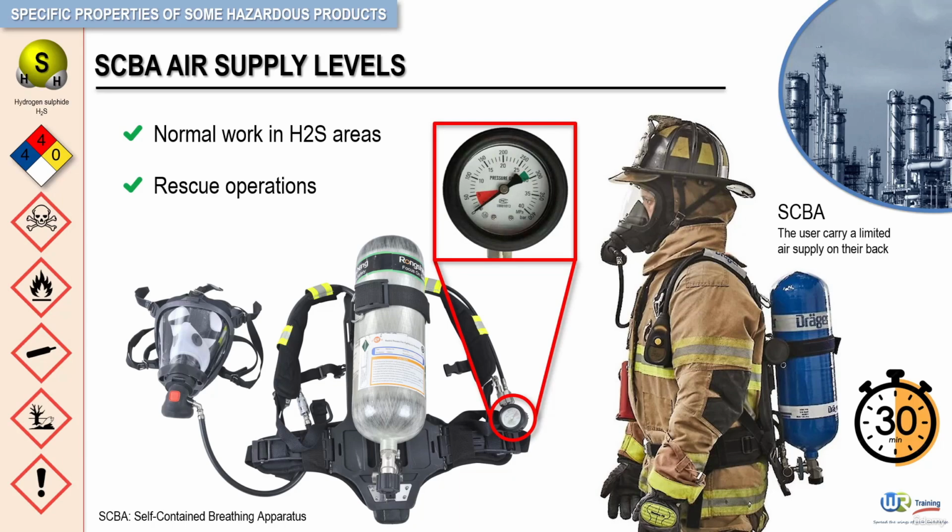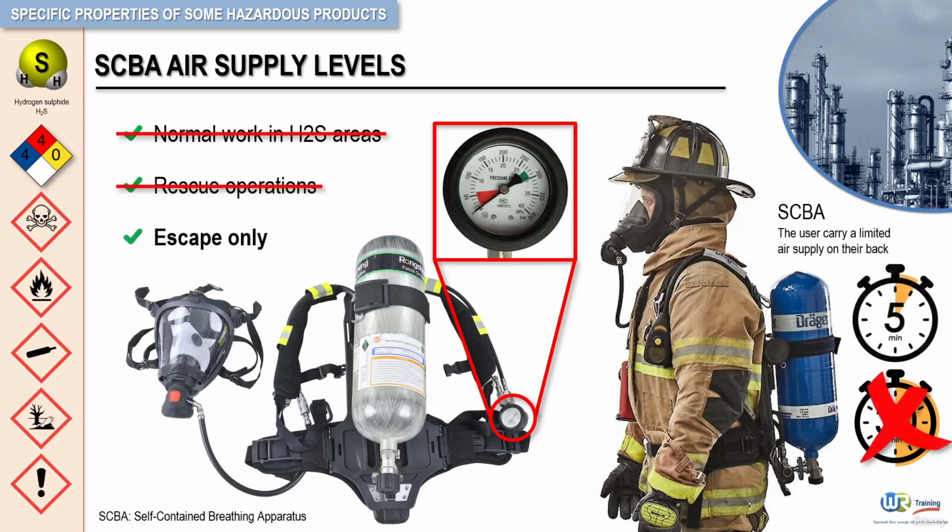Now, be aware that some SCBAs are designed for escape only and only have a 5-minute air supply. These are only to be used for an escape and must not be used for normal work or rescue. Some types of supplied air respirators also have a secondary air tank to be used for escape. Again, only use this air supply to escape. Do not use it for regular work or rescue.